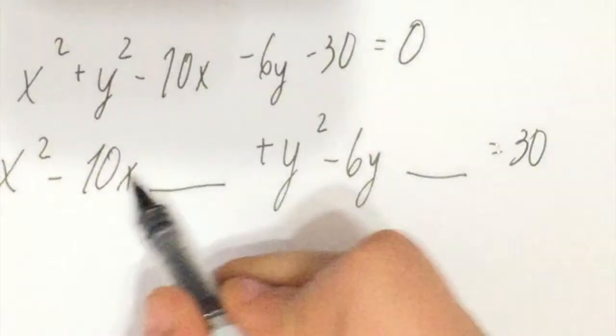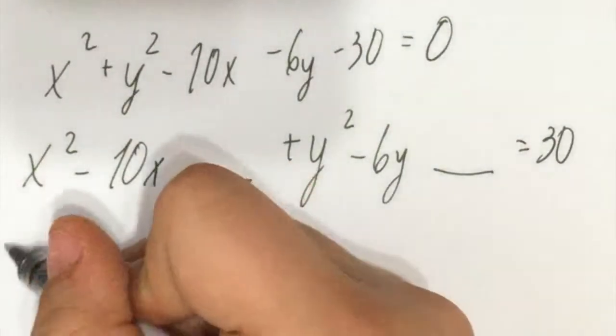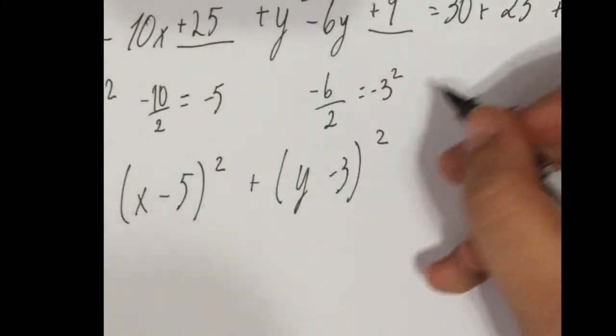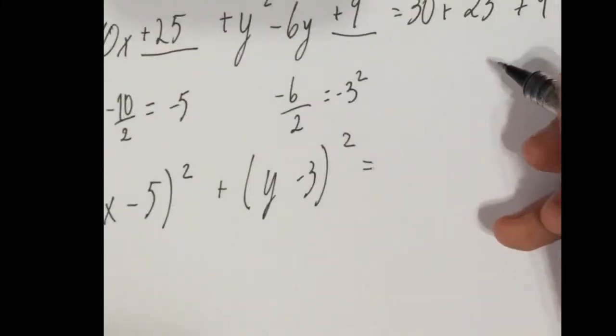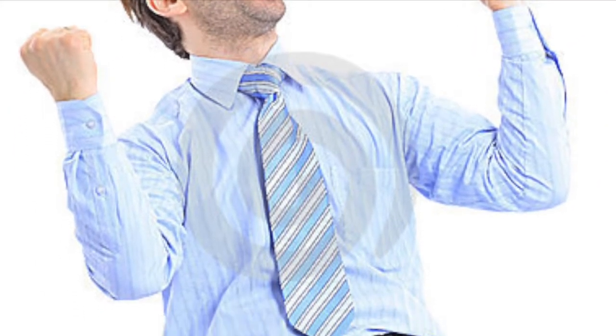So now, this is your b term. And remember, in order to find the third term, (b divided by 2) squared. When you add these all together, 64. And now you know how to complete the square and solve problems involving circles.